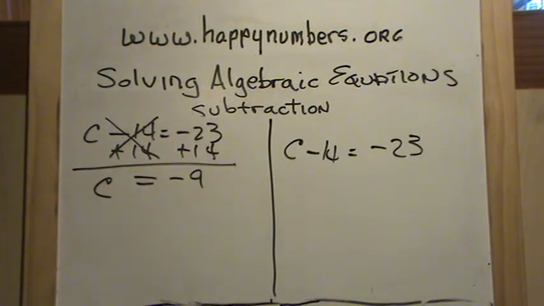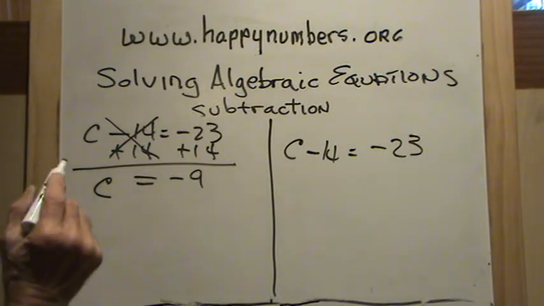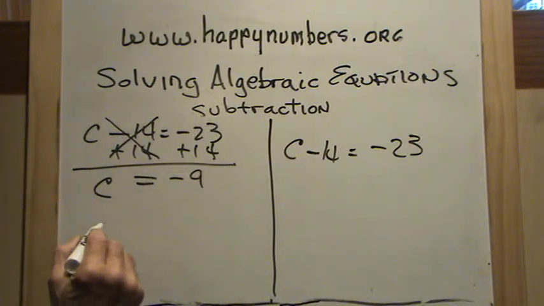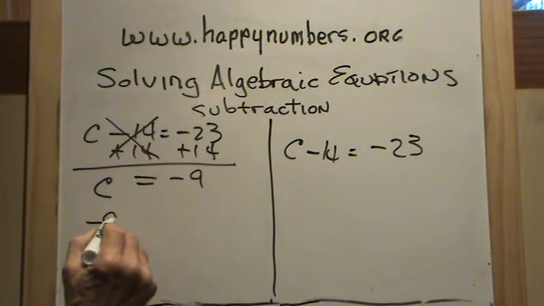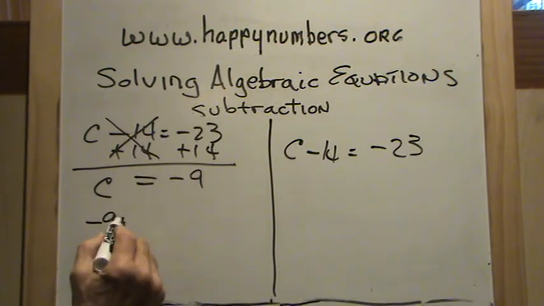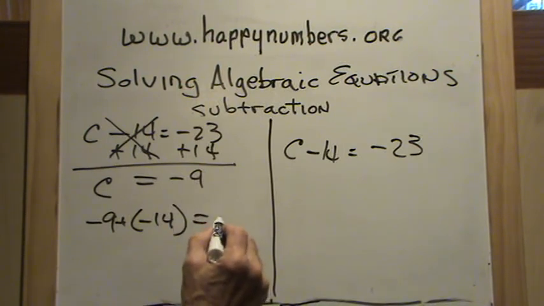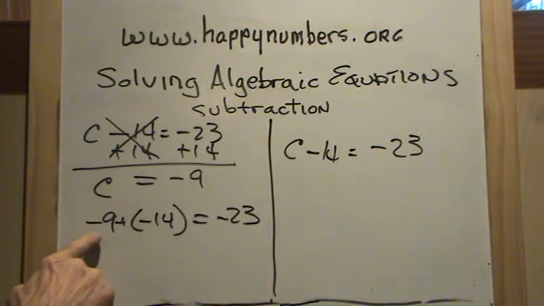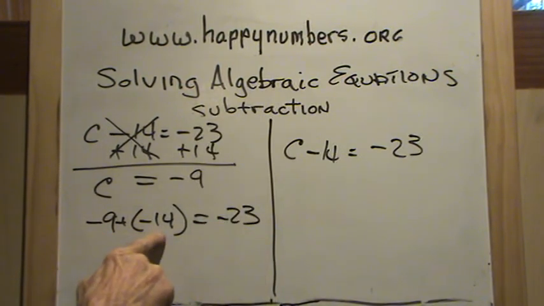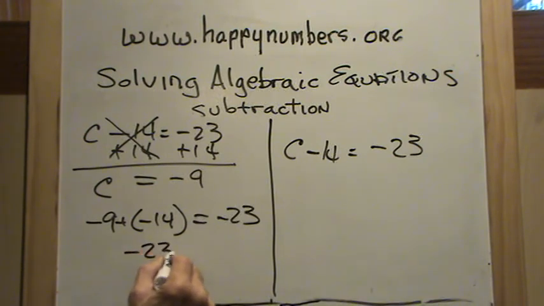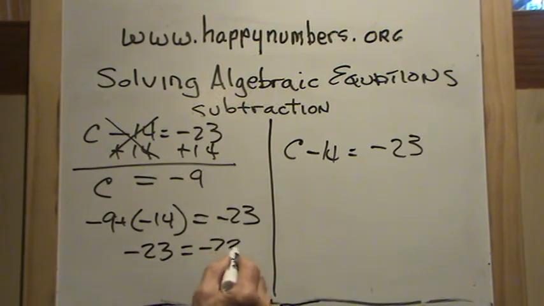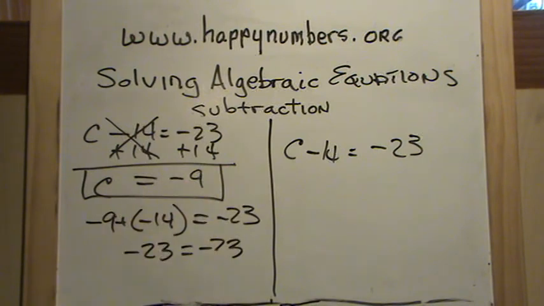Let's go back into our initial equation and see if this is so. C, which we're saying is negative 9, combined with a negative 14 is equaling negative 23. Well, if I combine a negative 9 and a negative 14, I have a negative 23 equals negative 23. So our solution is correct.